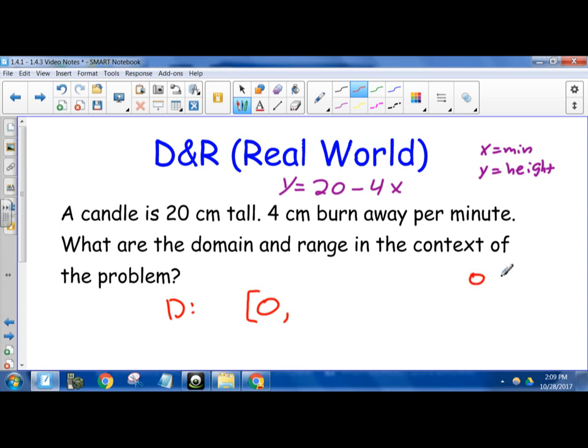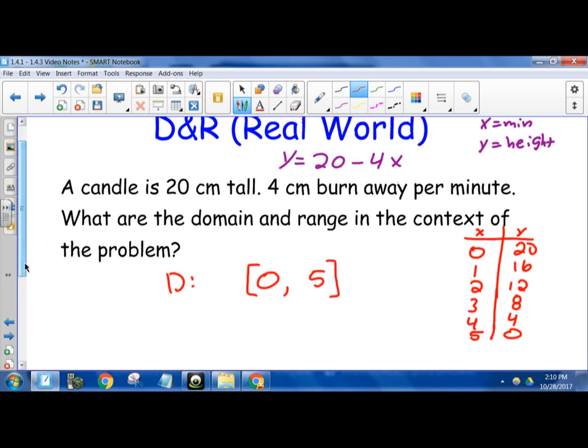Well, at 0 minutes, it's 20, right? So x, y. So at 0 minutes is 20. 1 minute goes by and it loses 4. So 20 minus 4 is 16. 2, it would lose another 4. 3, it would lose another 4. 4, it would lose another 4. And eventually, 5 minutes later, when it loses the last 4 centimeters, it is officially completely burned out. So we know that the highest x value is 5 minutes later. And 5 can be included, so I'll use a bracket.